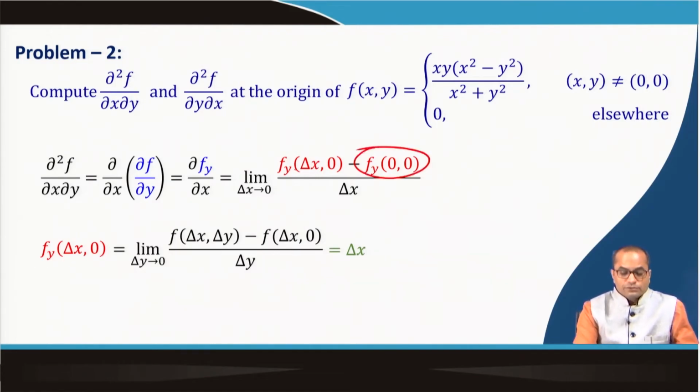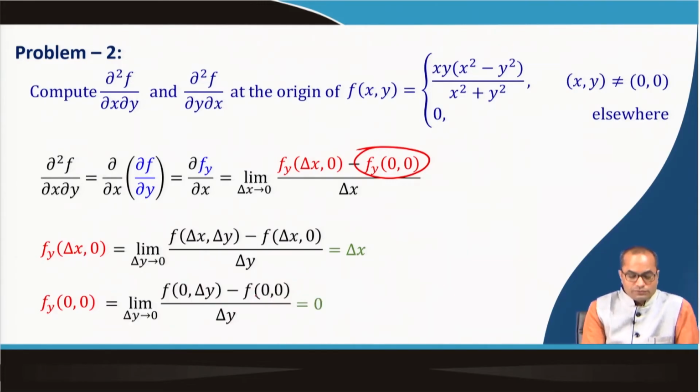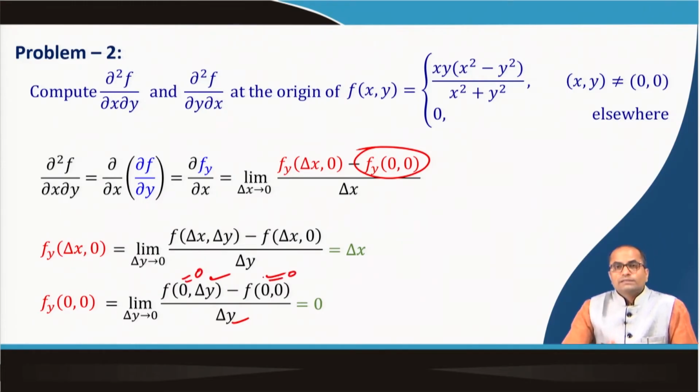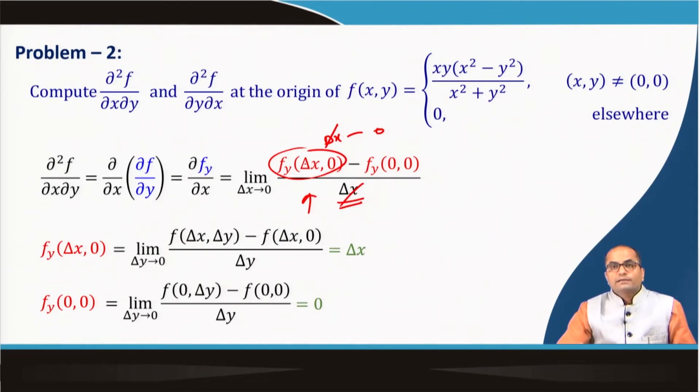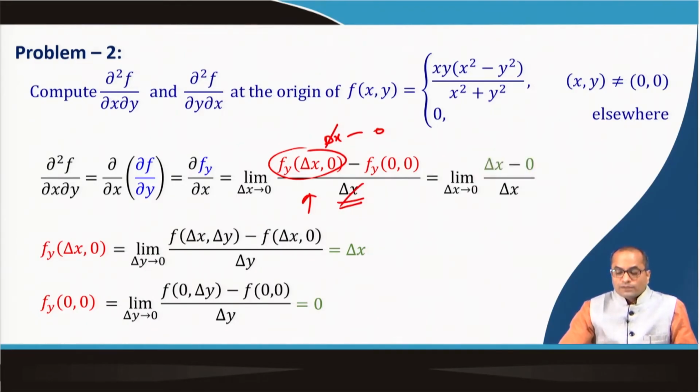Now, this f_y(0, 0). We have f(0, Δy) and f(0, 0) over Δy, both of them here are 0. So, 0 minus 0 will give you 0. That is the value here, and then we will substitute in the definition at this place. This is simply Δx, and then you have minus 0, divided by Δx. So, Δx gets cancelled again, you have 1. The limit for this is simply 1.